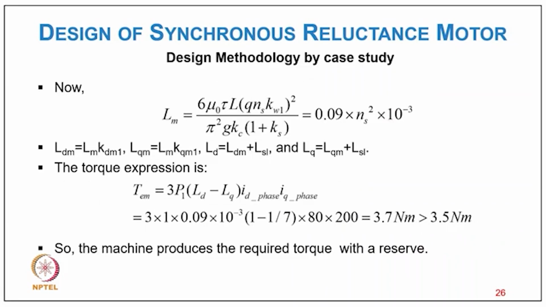Now LM equal to 6 mu0 tau L q Ns Kw square divided by pi square g Kc in bracket 1 plus Ks. So it comes 0.09 Ns square into 10 power minus 3, and here LDM equal to LM Kdm1 and LQM equal to LM Kqm1, or LD equal to LDM plus LS1 and LQ equal to LQM plus LS1. So the torque expression here is Tm equal to 3 p1 LD minus LQ into ID phase into IQ phase, and putting value, it comes 3.7 Newton meter, which is greater than 3.5 Newton meter. So the machine produces the required torque with the result.